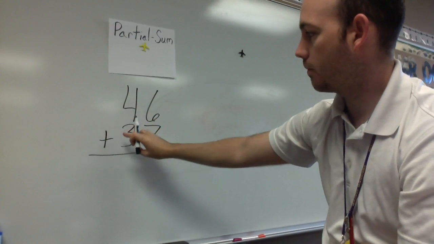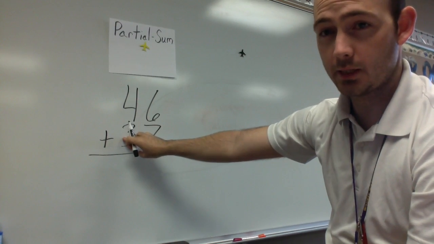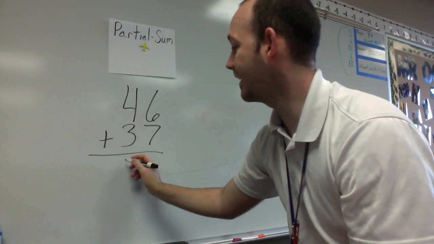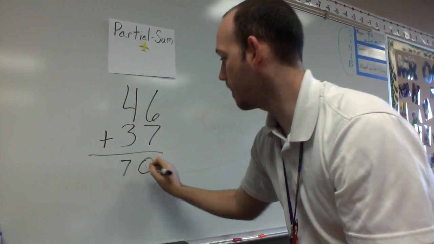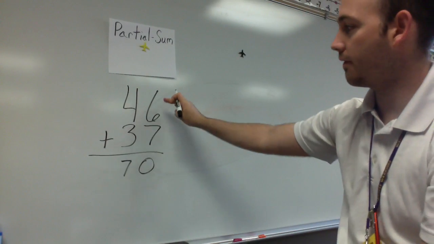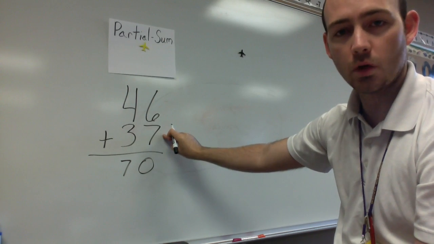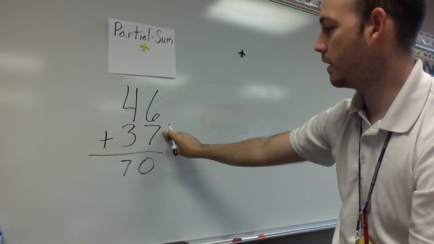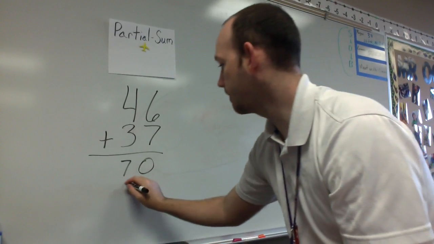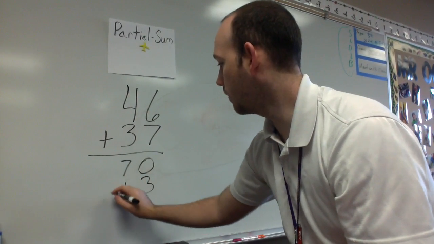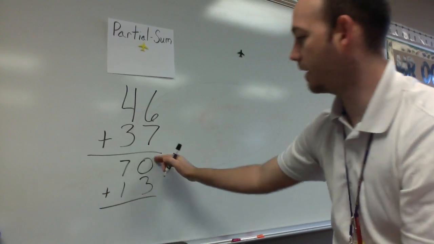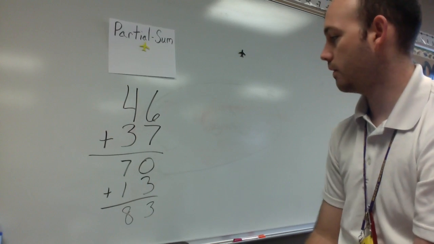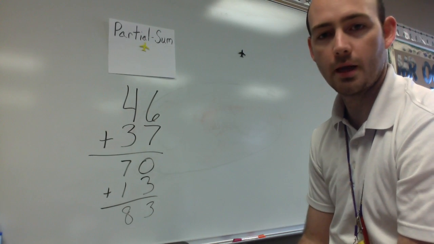So a 4 plus a 3, which really stands for 40 plus 30. We're going to get a 70 for that. Then we have a 6 plus a 7, since it's in the ones place, that is just a 6 and a 7. 6 plus 7 is going to give us 13. So when we add together 70 and 13, we end up getting 83, just like that.